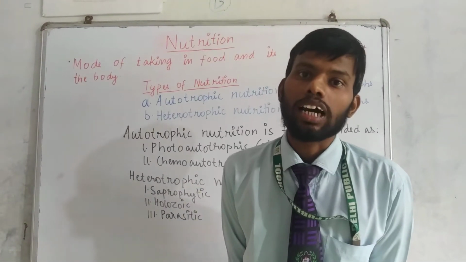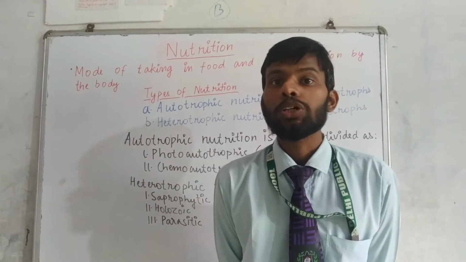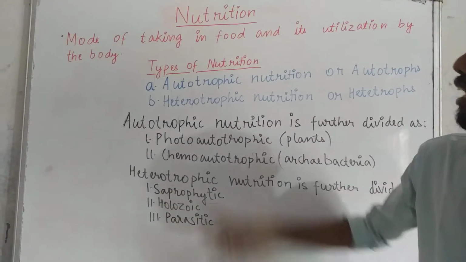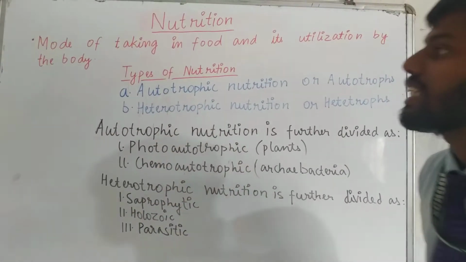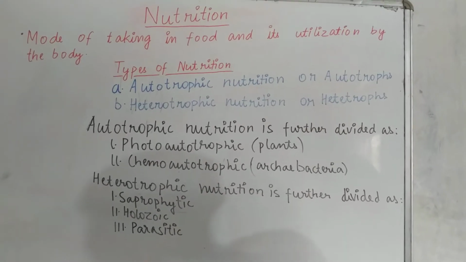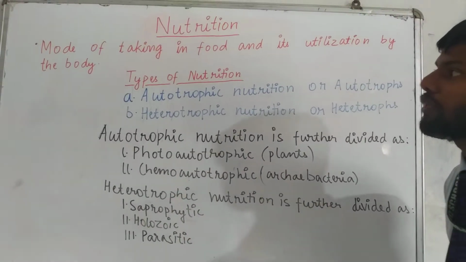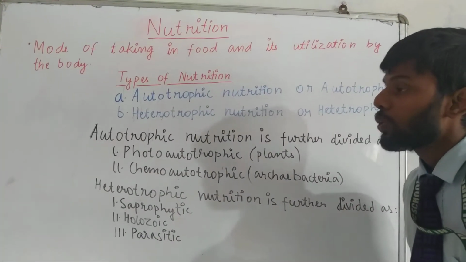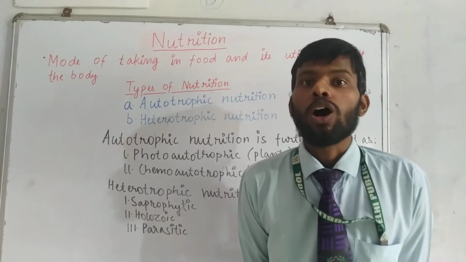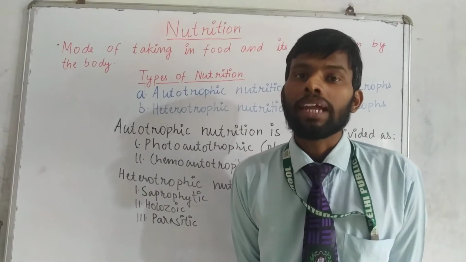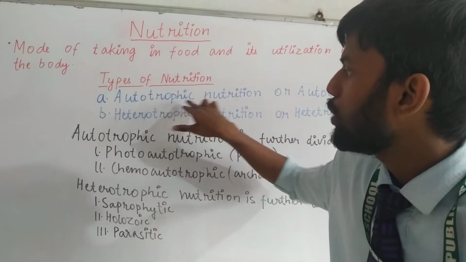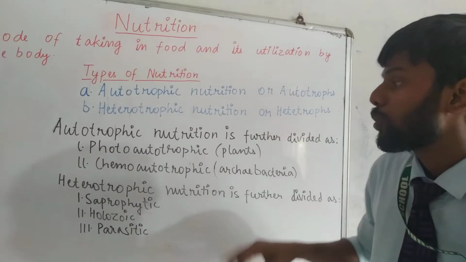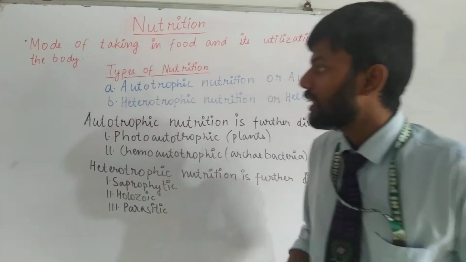So right now I am going to tell something about nutrition. Nutrition is the mode of taking in food and its utilization by the body. As I have mentioned, nutrition is the mode of taking in food by any living organism, whether it is plant, animals, or small microscopic organisms, and its utilization by the body. On the basis of nutrition, organisms are divided into mainly two groups: autotrophic nutrition or autotrophs, and heterotrophic nutrition or heterotrophs. I am going to describe both of these one by one.